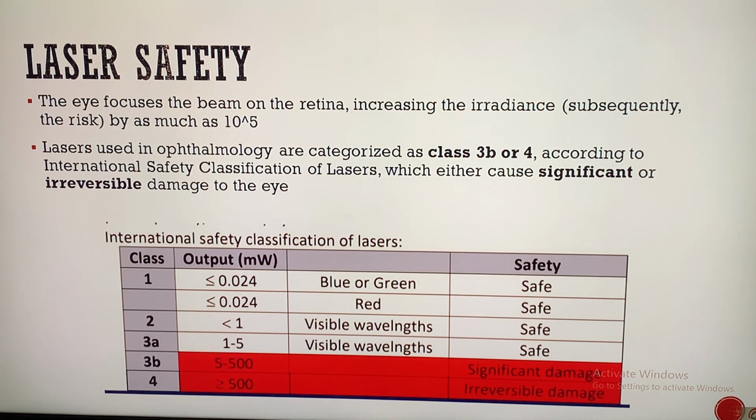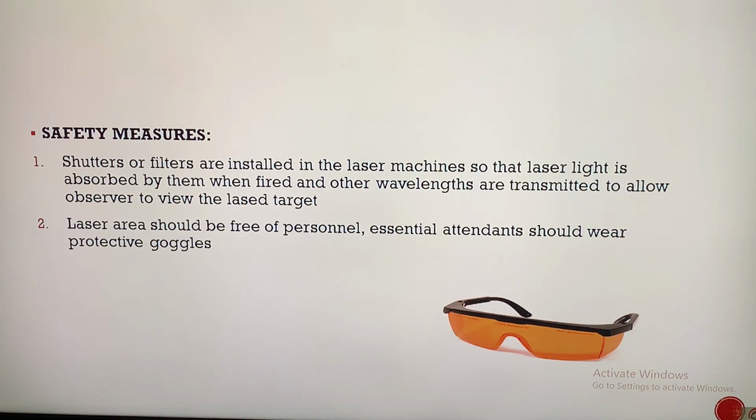According to laser safety, lasers used in ophthalmology are categorized as class 3B or 4, which can cause significant damage or irreversible damage. So, some safety protocols have to be used. Shutters or filters are installed in the laser machines so that laser light is absorbed by them when fired, and other wavelengths are transmitted so that the observer can see the retina that is being lased.